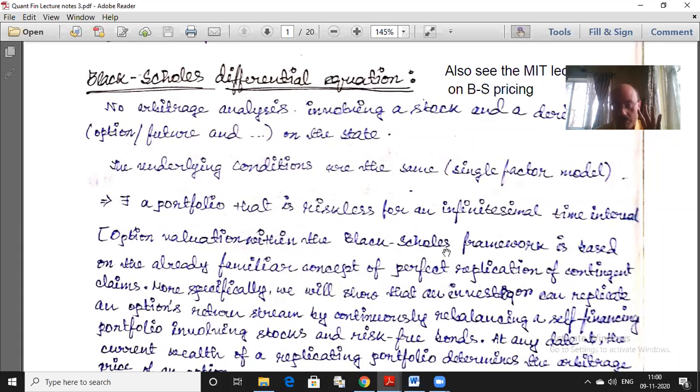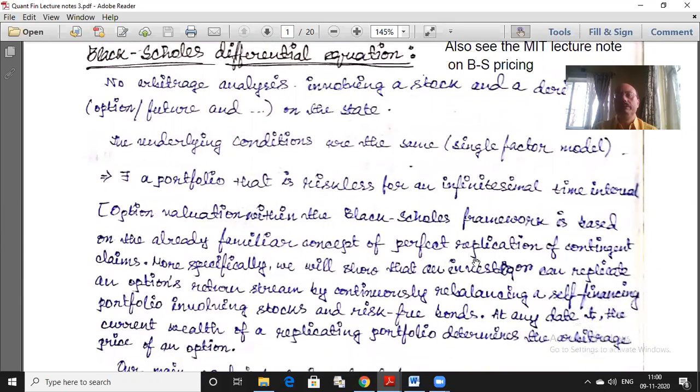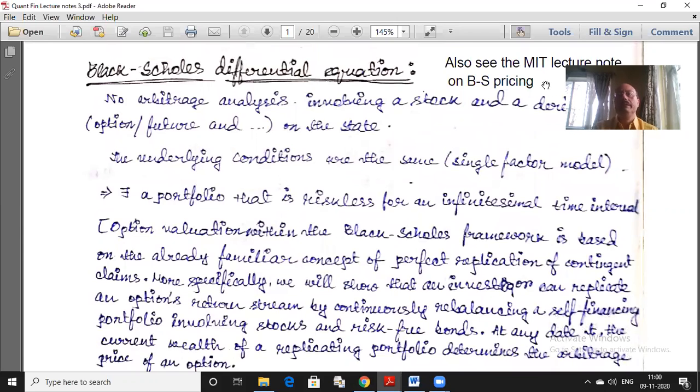All that intuition is still going to be relevant. Using these two things together, we are now going to look at the Black-Scholes differential equation, which is like the normal distribution in statistics or the binomial model in the discrete time models. And again, we will be discussing some of these issues, but this MIT lecture note that I already supplied the link for is also a very nice material.